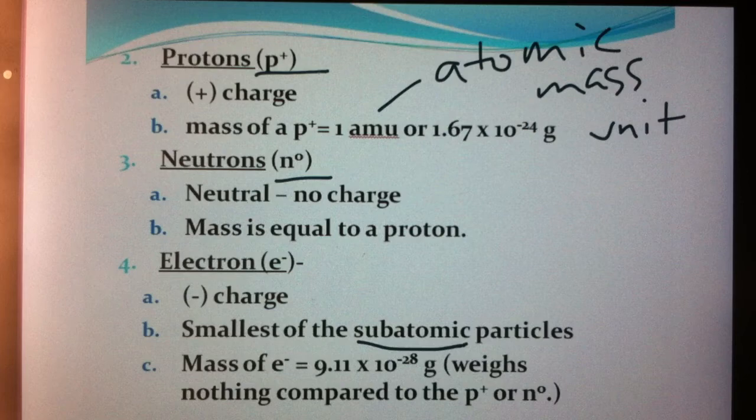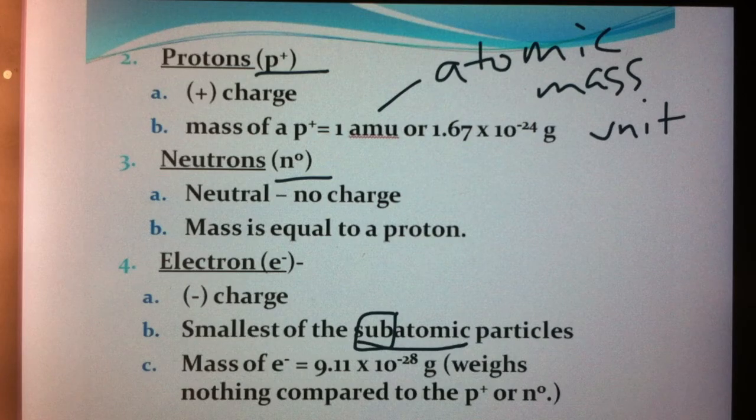Subatomic, if you think about it, the prefix sub means below, so below an atom. Subatomic just means the things that make up an atom. So the electron is the smallest out of the three. Its mass is 9.11 times 10 to the negative 28th grams. Now its weight is nothing compared to a proton or a neutron, so we don't ever use it in the mass.